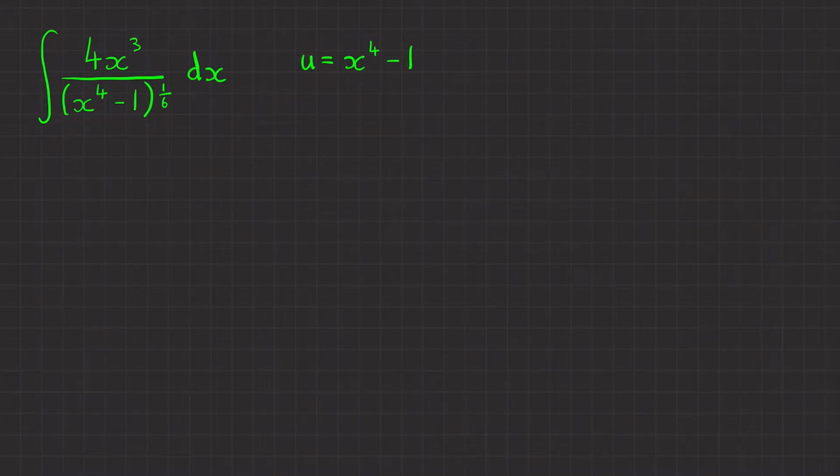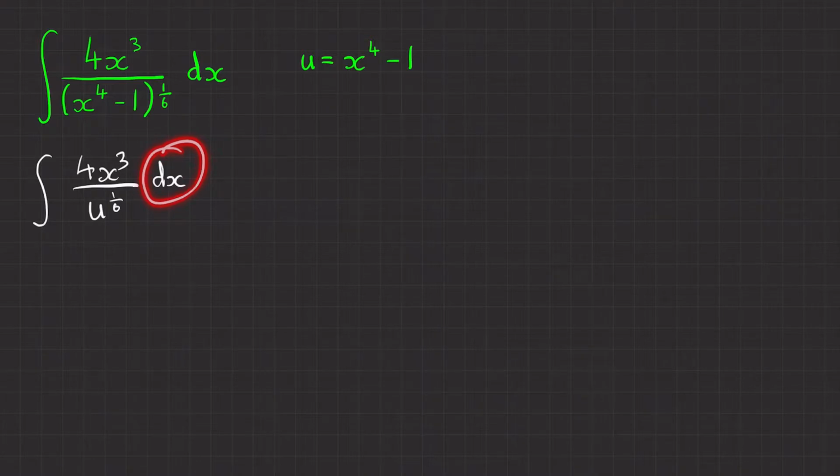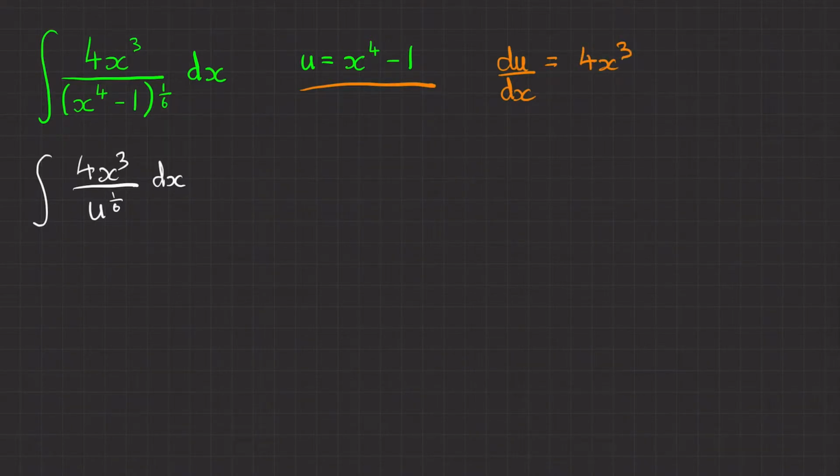So first step, I'm going to replace it. So I'm going to do the integral of 4x cubed over u to the power of 6 with respect to x. However, at this point, we're now integrating with respect to x rather than u, even though we've now introduced u. So to replace this dx, what we need to do is differentiate this u term here. So I'll have du by dx, which will become 4x cubed, and that's it.